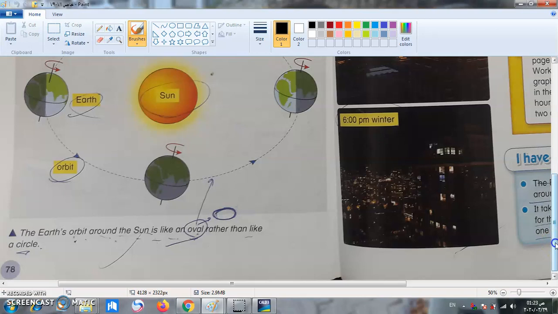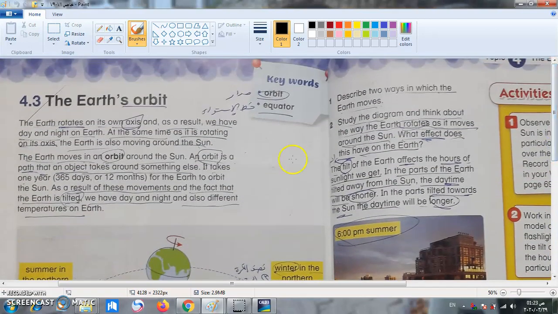Quickly, our lesson today is about the Earth's orbit. The Earth's orbit. مدار كوكب الأرض يا شباب. Okay? Our keywords, the first one, orbit. Repeat after me. Orbit. Orbit. بمعنى مدار. Number 2, equator. Equator. You can say equator or equator.